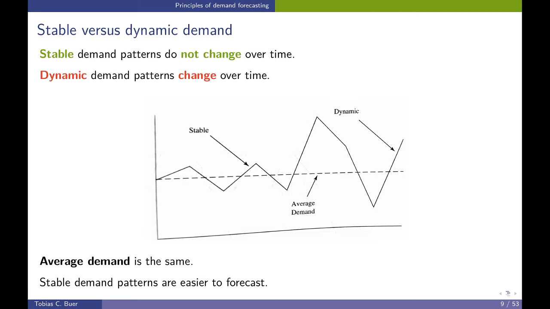If you try to apply forecasting methods to some data, a good way to start is to try to identify if the demand is stable or if it's dynamic. As a side remark, for this graphic that is shown, you also see the dashed line. The dashed line is the average demand over the time period that is shown.